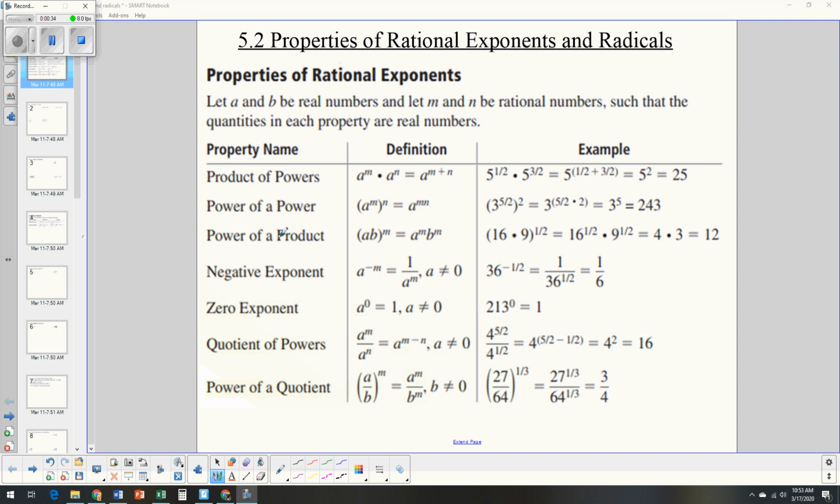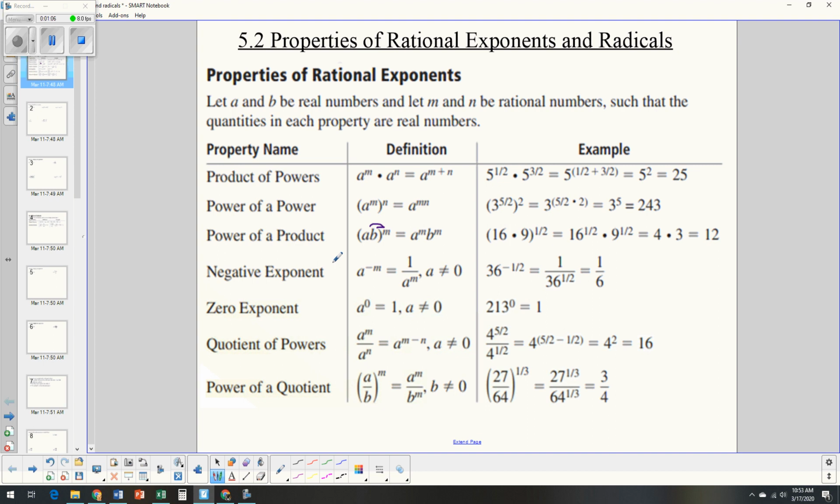For power of a product, as long as it's product, multiplication inside, not addition or subtraction, I can distribute the power. So it would go to both. So that's a to the m and b to the m. Oftentimes these two properties are put together. So we just have to make sure we're multiplying. If a had an exponent here, I would have multiplied that by m, and b also would have gotten its exponent multiplied by m.